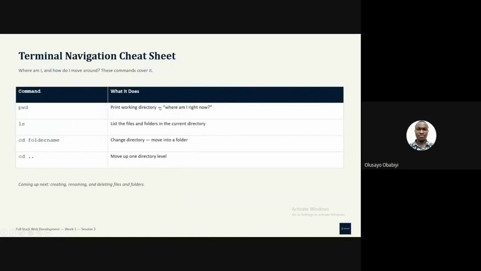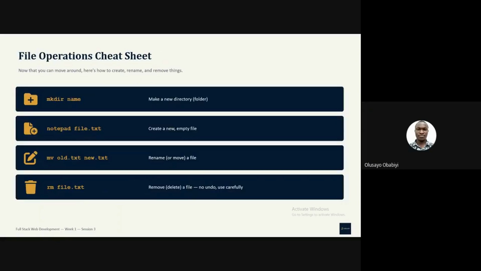Okay, so the terminal navigation cheat sheet. I think we've treated all this. pwd, print working directory, to print where you are right now while you are working. ls to list all the files and folders. cd to change the directory, that is, you want to move into a folder. And then cd dot dot to move up one directory level, so you want to move out of where you are, just one step. That's cd.